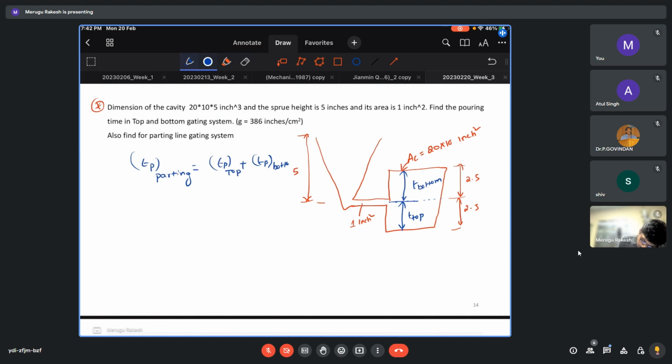So actually, we convert this problem into two problems. One is this one, and the other is this problem. But the height is 2.5 here, and the rest everything is the same.